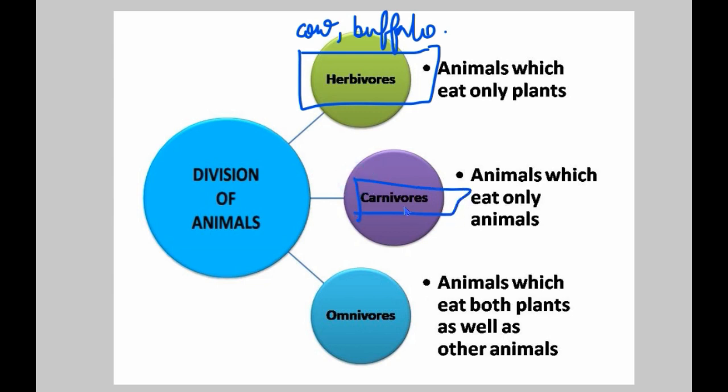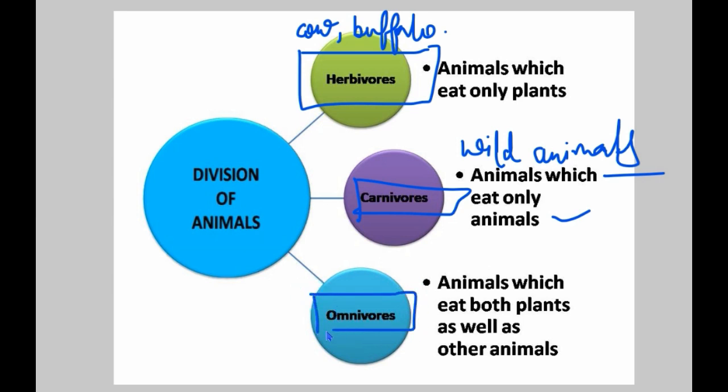Now the second division is carnivores. Carnivores are the animals which eat only animals. The animals which eat only animals. We can consider all the wild animals as carnivores. हम carnivores में सारे wild animals लेके आ सकते हैं. Yes, don't go with my handwriting because I am trying to write it with my mouse only. Fine. Now coming to the third concept, that is omnivores.